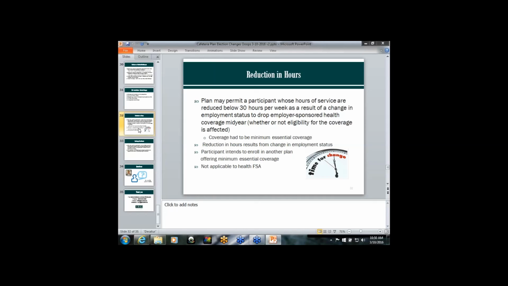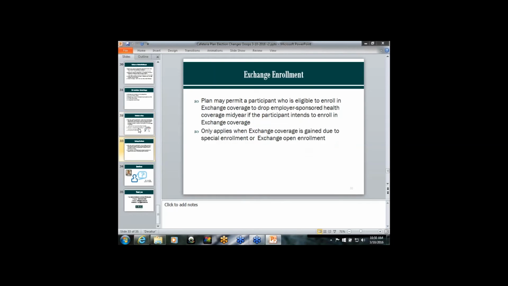So they can't just come in and say, you changed my status, I know I'm in a stability period, but I want to change it based on my hours being reduced. Unless they're going to enroll in another plan, the change can't be made. And again, this is not applicable to a health FSA. That has to be in your plan document. So if your plan document is dated 2012, you know that reason isn't in there because it just came about.